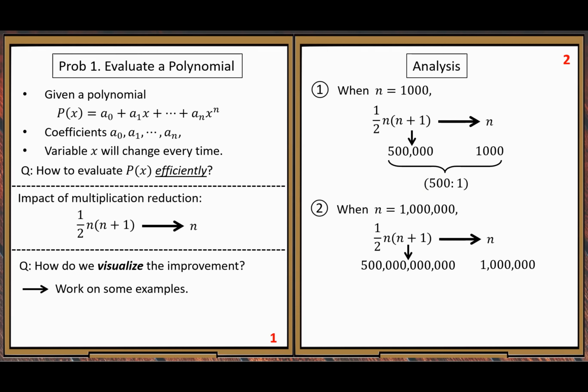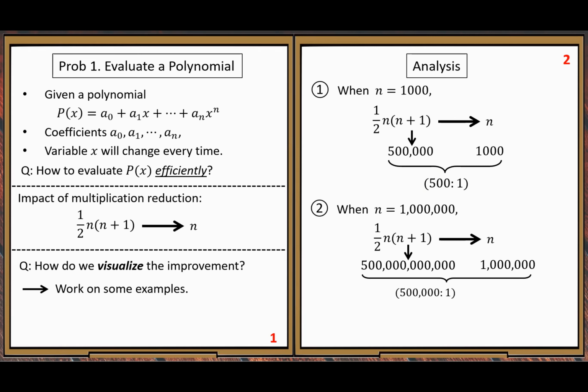But we want to take the ratio. What's the ratio? How large is the ratio? 500,000 to 1 ratio this time. That's the difference of these two methods. You can see as n becomes larger and larger, the difference is also bigger and bigger. See?